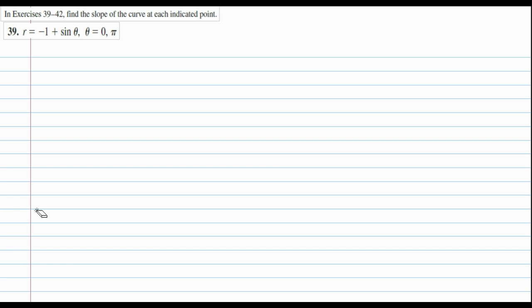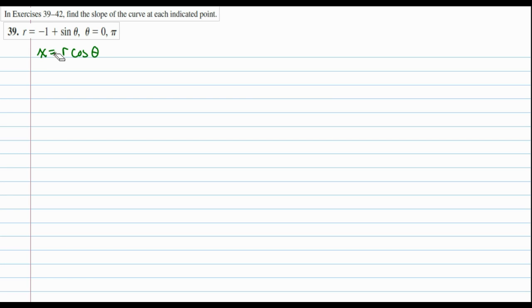It says find the slope of the curve at each indicated point. So we only need the slope of the curve. We don't need the whole tangent line. Well, if r equals negative 1 plus sine of θ, and θ equals both 0 and π, so those are the 2 points we're trying to find. To find the slope, I need dy/dθ and dx/dθ.